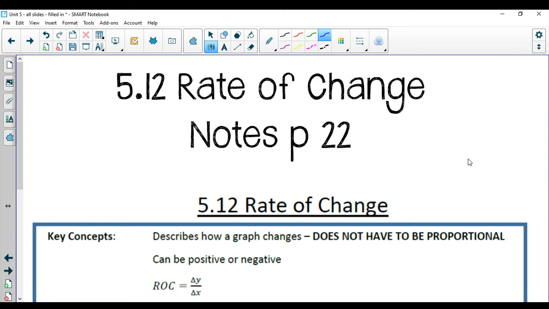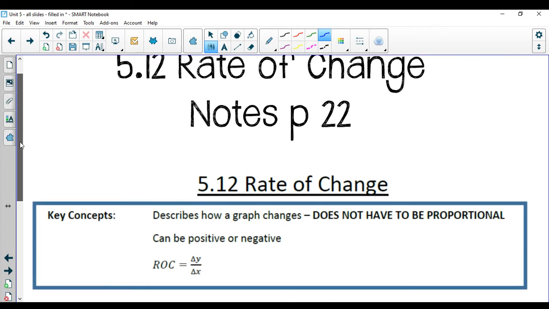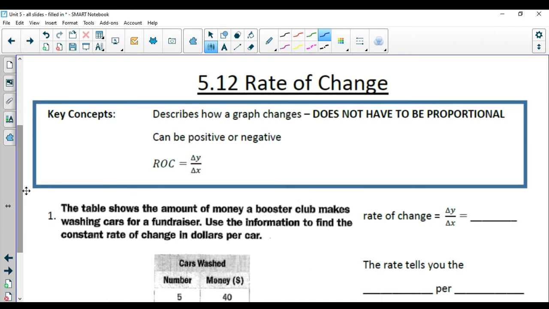Lesson 5.12 is about rate of change. This is the final lesson for Unit 5 here. We're in your notes packet on page number 22. The rate of change for a graph describes how a graph changes.